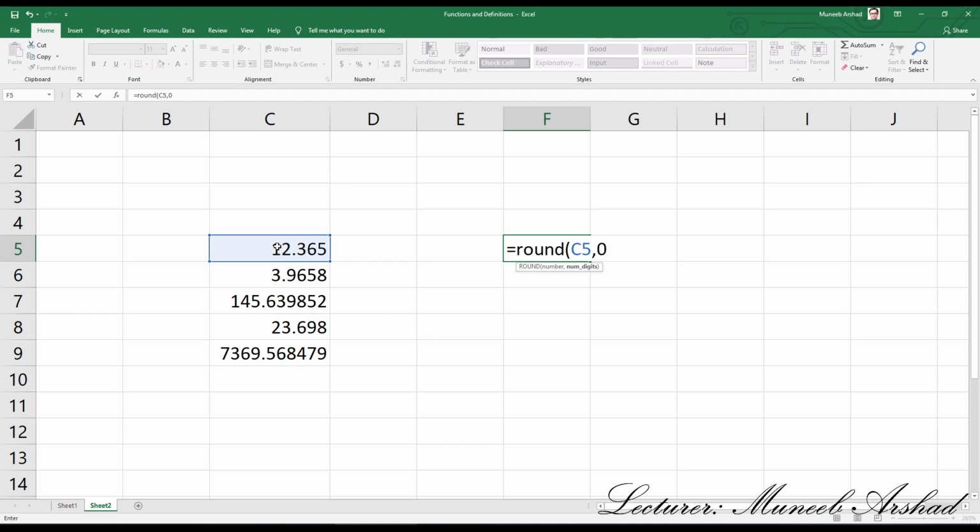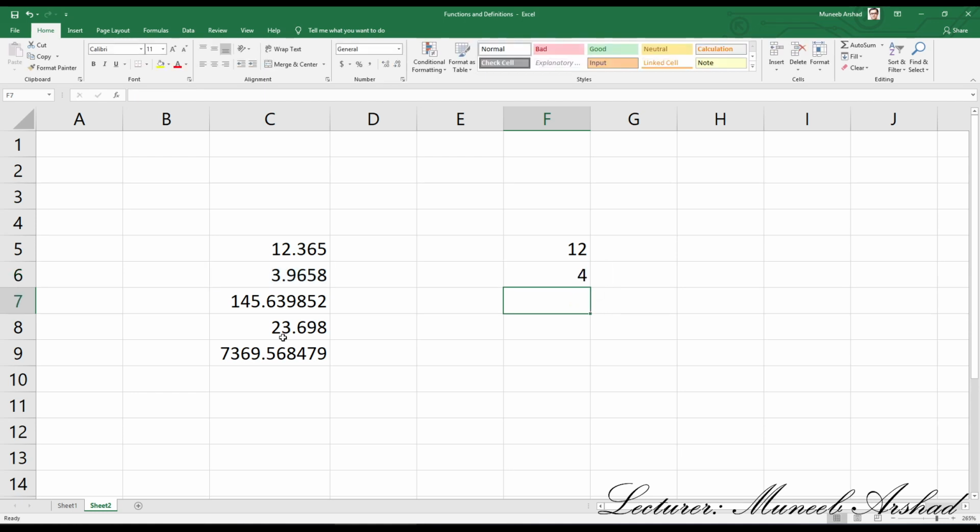And math says that 12.365 is going to be rounded off to a whole number. The answer will come out to be 12. And so is the case in round. If you look at the second number, we put in equals to round, open up the bracket, you select the cell, and you put in the number of digits, which is 0. So now the case is going to be 3.9658 is going to be rounded off to a whole number, and the answer comes out to be 4.